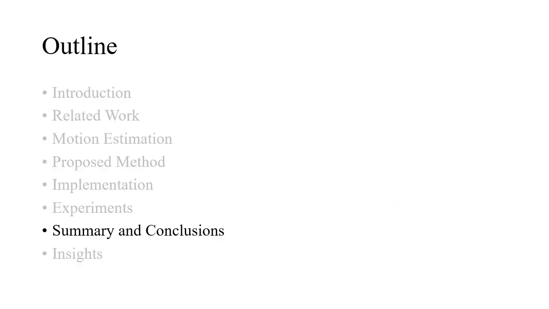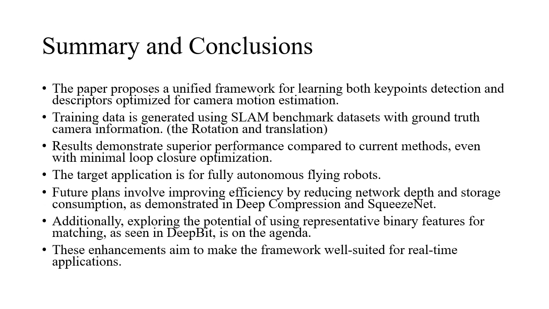Now, the summary and conclusions. To summarize, this is a new framework with neural networks to learn both key point detection and descriptors optimized for camera motion estimation. Then, training data is generated using SLAM benchmark datasets, which uses the FR2 prefix dataset with ground truth camera information, which is the rotation and translation of frame to frame.